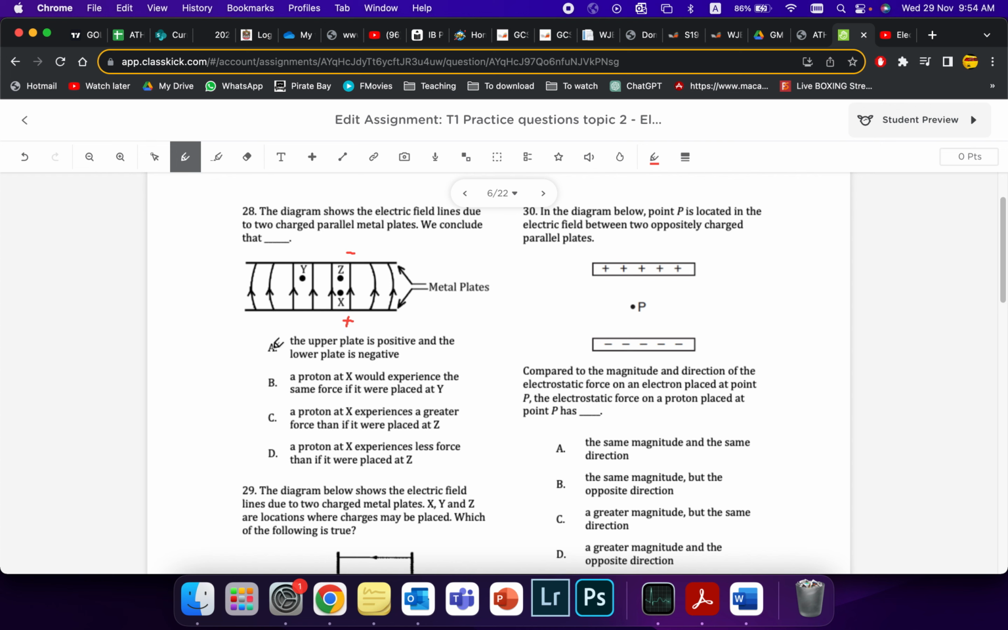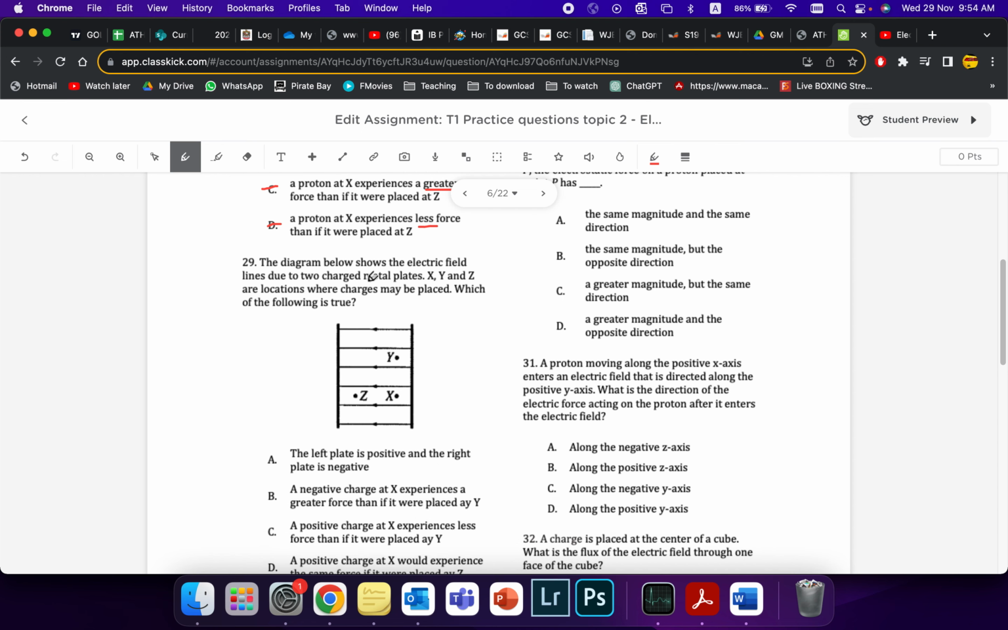The upper plate is positive, well that's wrong, we just figured that one out. A proton at X would experience the same force at Y. Well, actually, yeah, even Z. The force is a uniform field. A uniform field means F equals EQ. The distance or the location is not important. All I need to know is the field and the charge. This is the correct answer. It will not experience a greater force or a lesser force. The force is the same in this case. The electric field is the same. The force is the same.